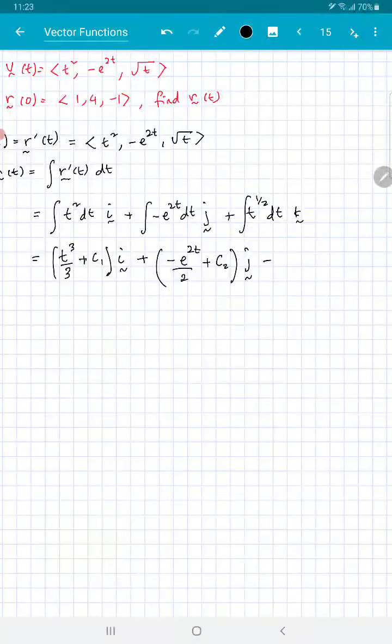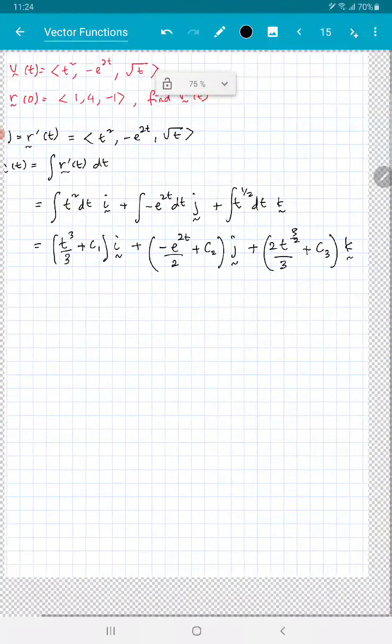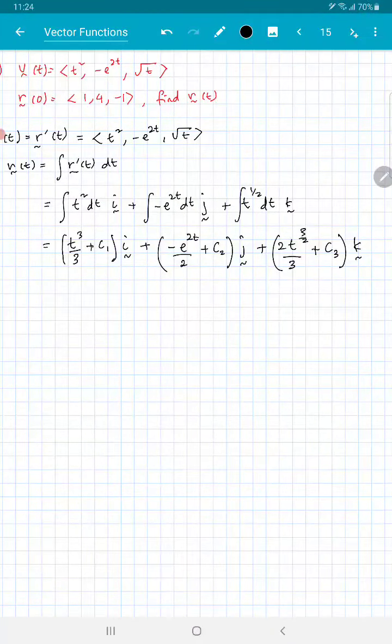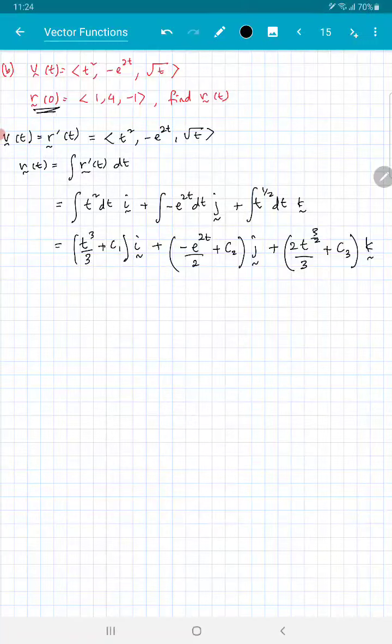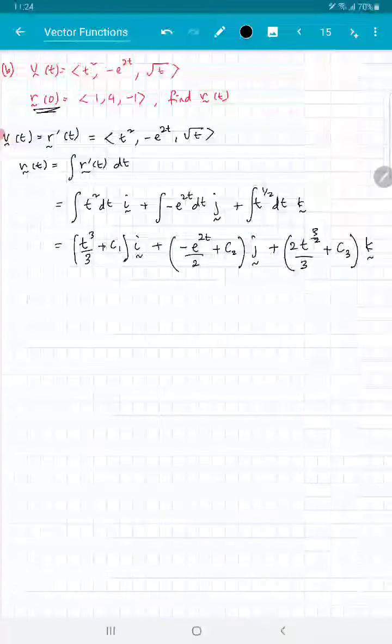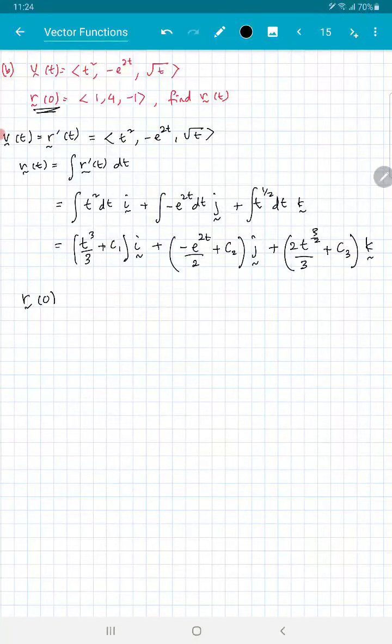And then integrate the z component. That would be t to the power of a half plus 1, which is 3 over 2, divided by 3 over 2. And don't forget to add a constant, so I'm going to add c3. That would be our z component. Here we can use the position vector when t is 0 to find the values of c1, c2, and c3. When t is 0, you replace t with 0 in our r.